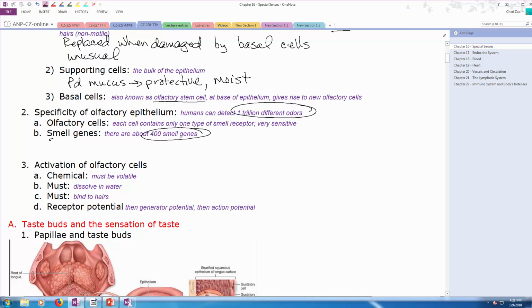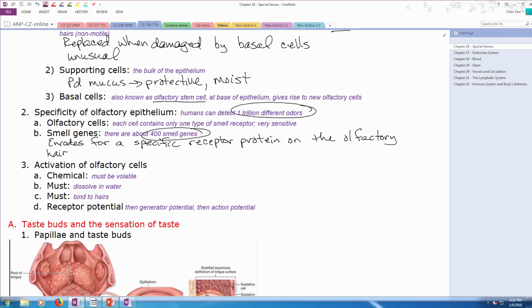So a smell gene encodes for a specific receptor protein on the olfactory hair, because that's where the receptors are located. The receptors are located on the hair. So it's not a real hair, but we call it a hair, and that's where you find receptor proteins.